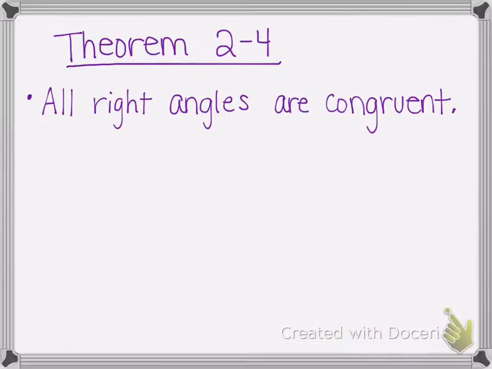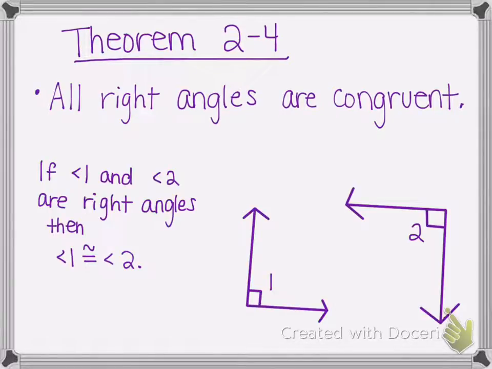Okay, next theorem, I think this is pretty obvious. All right angles are congruent. Well, duh, if they're a right angle, they're 90 degrees, and if you have two angles that measure 90 degrees, of course they're going to be congruent. So I think that's just obvious. Okay?